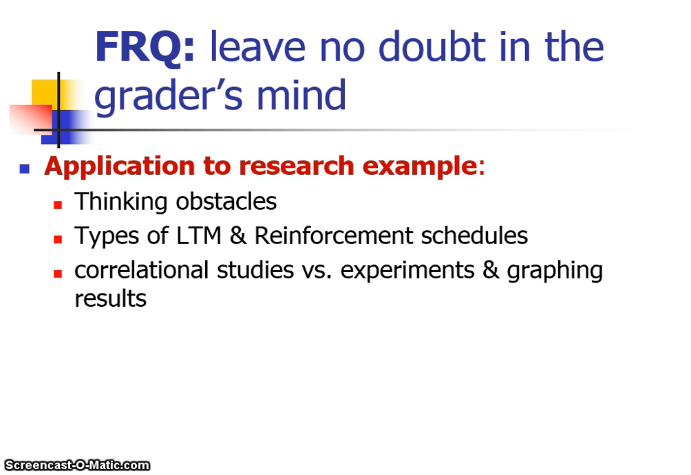Make sure that you know the difference between correlational versus experimental research, even if in the FRQ you have to switch from going from correlational to experimental. Read those carefully. And then make sure that you could graph the results. Maybe you'll have to make a bar graph. Maybe you'll have to do a scatter plot. You'll have to read to see if I'm doing correlational studies, then I want to do a scatter plot. If I'm doing experiments, then probably a bar graph.